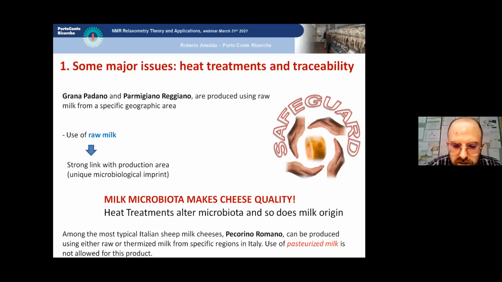Another example of this kind is a product that is produced from heat-treated milk, but for which the thermized milk can be used, but not pasteurized milk. This is Pecorino Romano. We will see the difference is related to the effect of heat treatments on milk and cheese, which is strictly related to the amount of heat that is transferred to the milk when it is thermized. And this restriction for Pecorino Romano is imposed so as to ensure a given product quality for consumers.